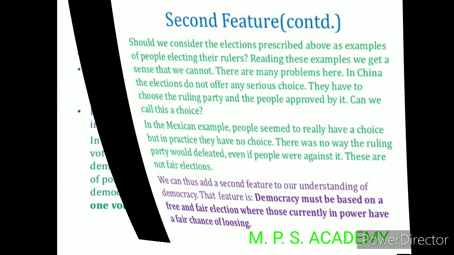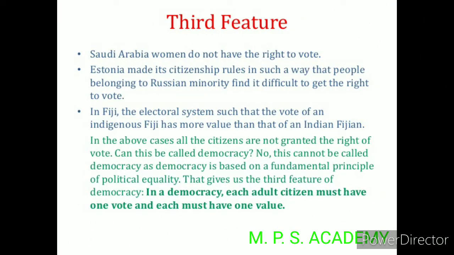Okay, so we are here on the third feature of democracy. Now in the third feature, you see in Saudi Arabia, women do not have the right to vote. And Estonia made its citizenship rules in such a way that people belonging to the Russian minority find it difficult to get the right to vote. In Fiji, the electoral system is such that the vote of an indigenous Fijian has more value than that of an Indian Fijian. So, in all these three cases, all the citizens are not granted the right to vote. Can this be called democracy?